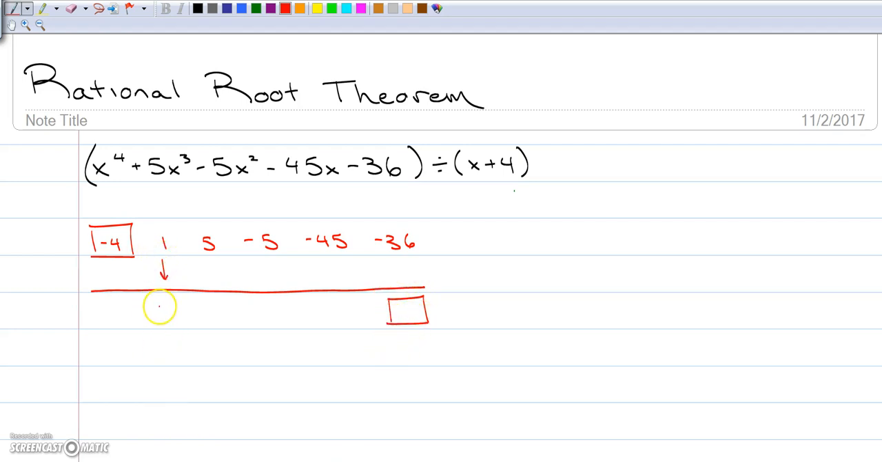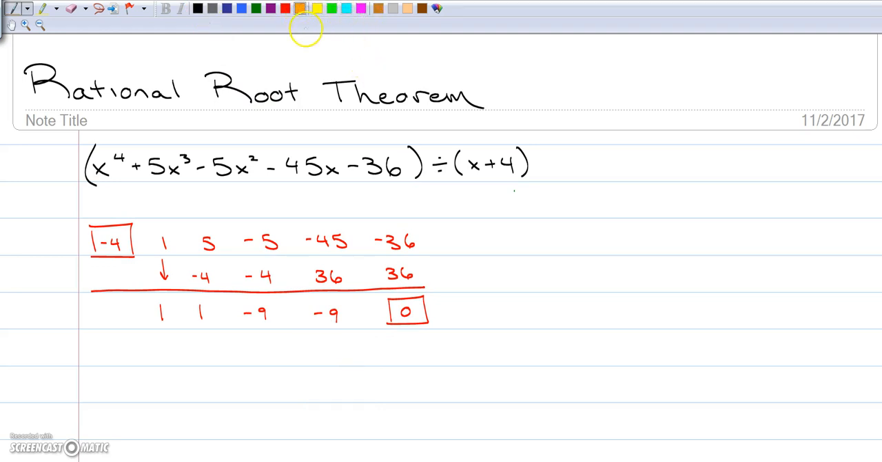Send down the 1. When you're coming back up into the actual synthetic division house, you're going to be multiplying it times that number that you boxed up. So this becomes -4. Add down. Multiply by that -4 and then add down. Same thing again. Times -4, then add down. And finally, we get to this point where we have 36, and it becomes 0 for the remainder.